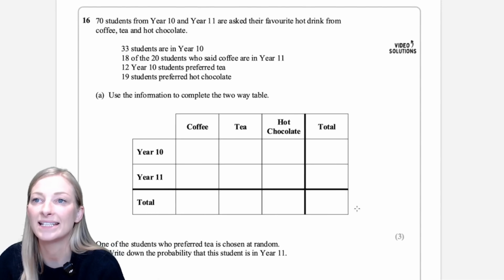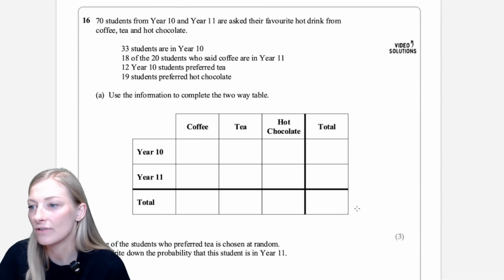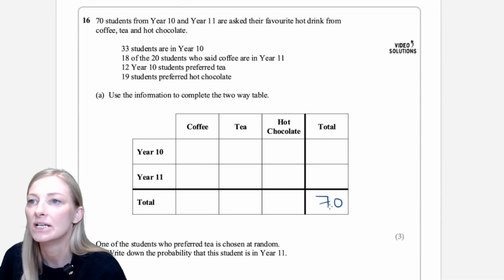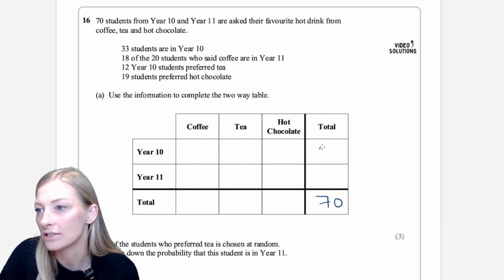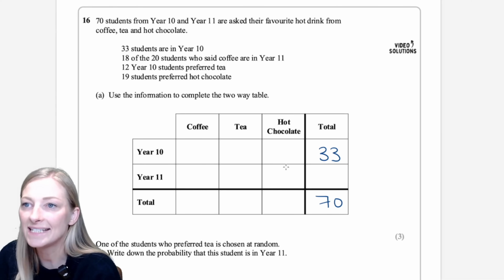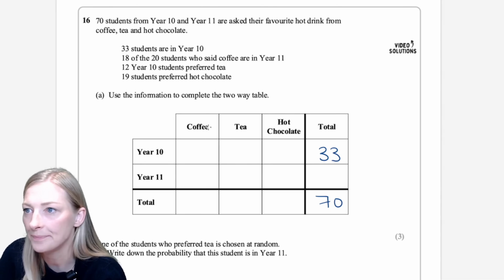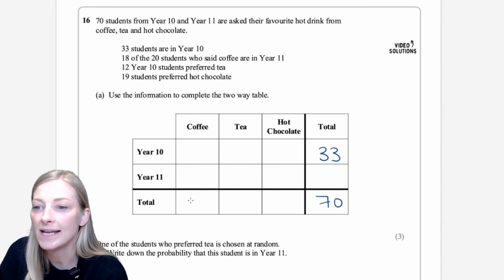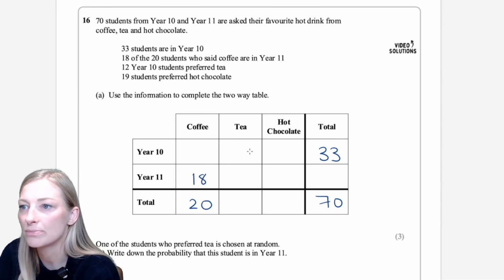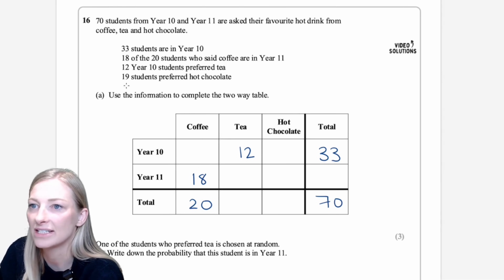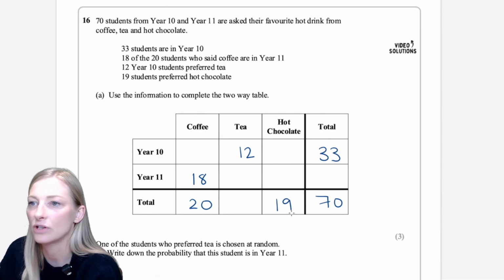Okay, question number 16. 70 students from year 10 and year 11, let's pop that straight away down in the total. 70 students from year 10 and year 11 are asked their favourite hot drink from coffee, tea and hot chocolate. 33 students are in year 10, okay, that's the total number of year 10 students. 18 of the 20 students who said coffee are in year 11, so coffee is the first column, 18 year 11s out of 20. 12 year 10 students preferred tea, and 19 students preferred hot chocolate. So that doesn't say what year group they are, so 19 preferred hot chocolate is there.